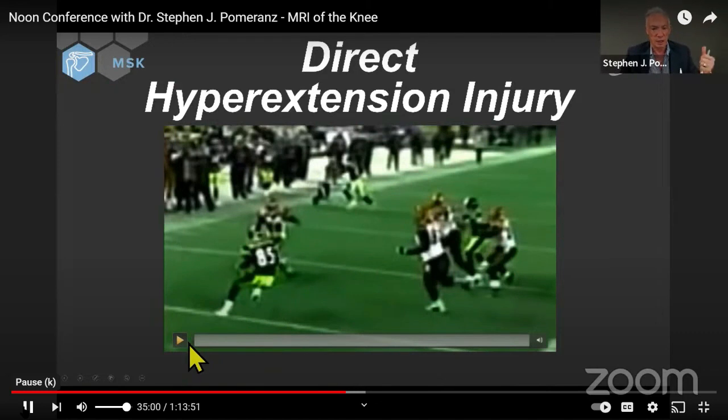So you've seen an example of a valgus injury. You've seen an example of a knee dislocation. You've seen an example of a pivot shift. How about a hyperextension injury? Let's have a look.